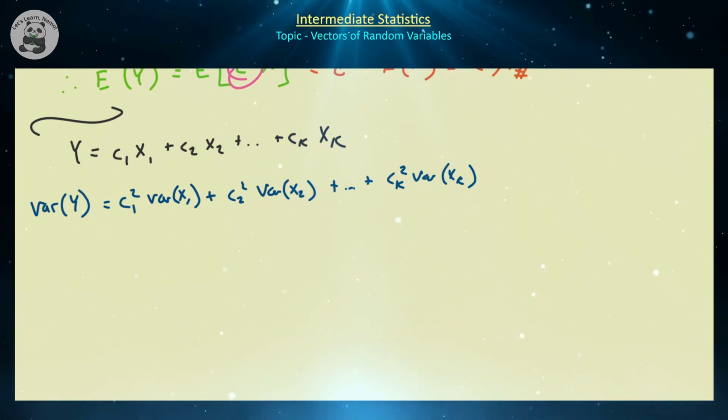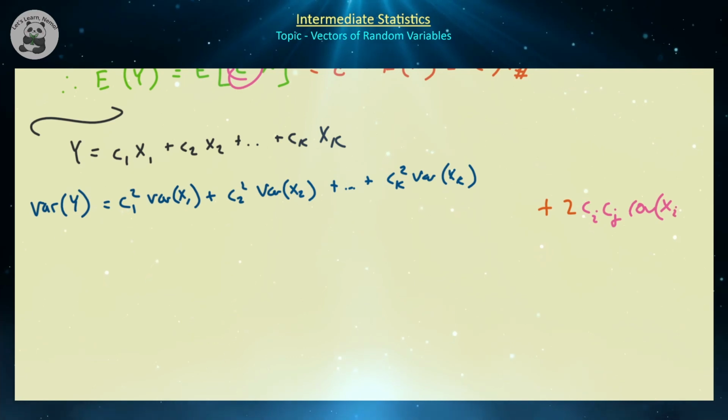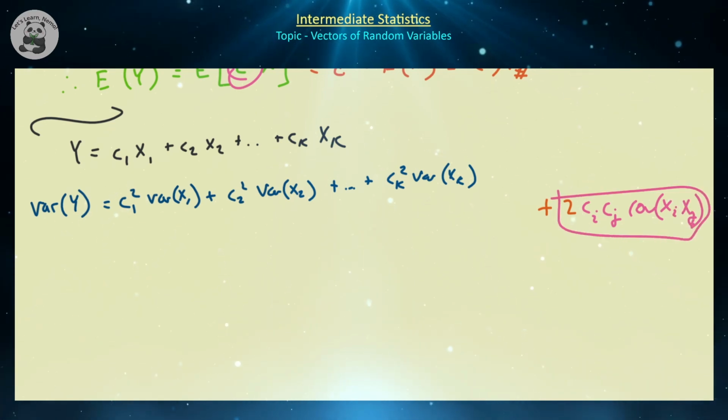But if they're not, then you have a bunch of plus 2 times the covariances of the terms. Let's write that in expanded form. In particular, let's say ci cj times the covariance of xi and xj, and all permutations of these terms.